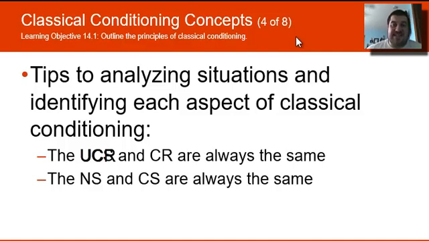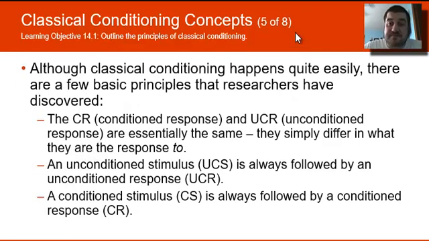So, some tips for analyzing the situations and identifying each aspect of classical conditioning. If you want to star these or draw arrows between them, you have to know that the UCR and CR are always the same. And then the NS and CS are always the same. So the responses are always the same, and the NS and CS are always the same, because the neutral stimulus will become the conditioned stimulus.